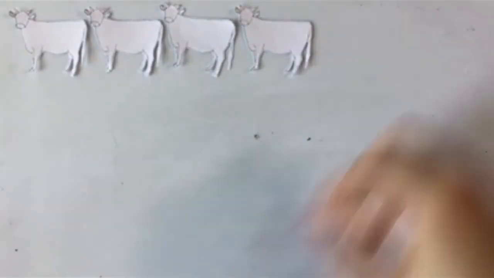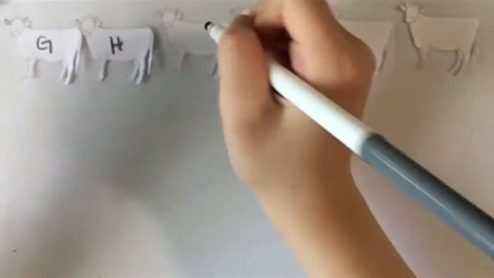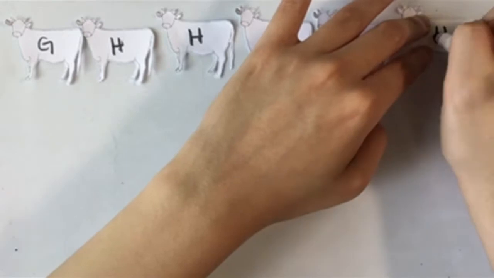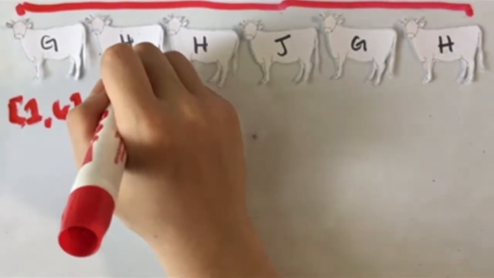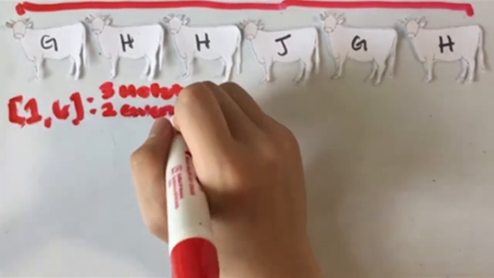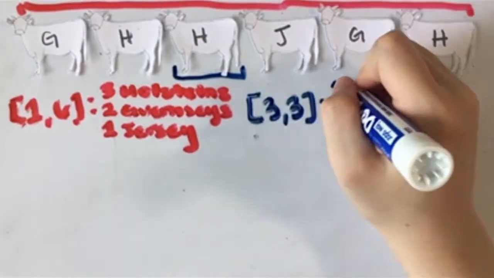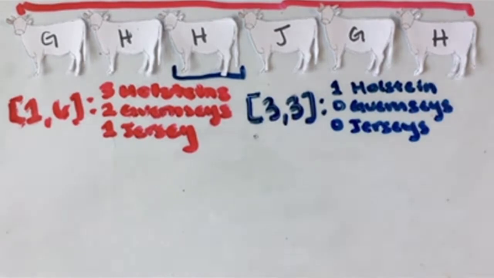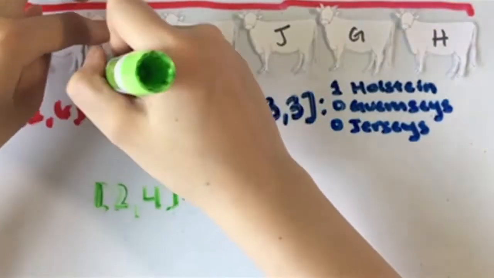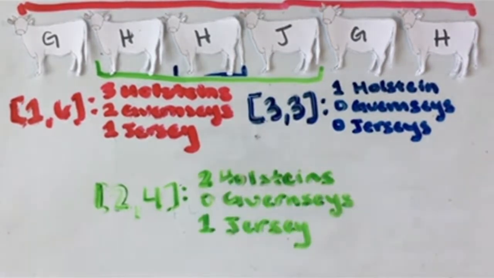If we look at a sample input, the number of cows is 6 and the number of queries is 3. Looking at our lineup, the first cow is a Guernsey and the second cow is a Holstein, and so on. The first query asks us to count the cows from 1 to 6, so there are 3 Holsteins, 2 Guernseys, and 1 Jersey. The second asks for cow 3, which is a Holstein, and thus there are no Guernseys and Jerseys. The third query is from 2 to 4, so there are 2 Holsteins, 0 Guernseys, and 1 Jersey.